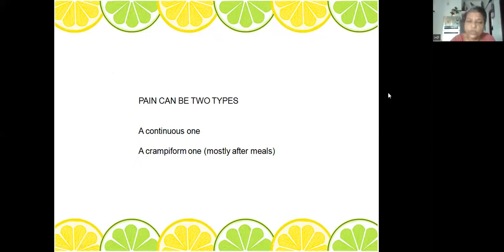Pain can be of two types. Some people complain of continuous pain, but in some cases they complain of cramps. Every now and then they are having pain, mostly after meals.